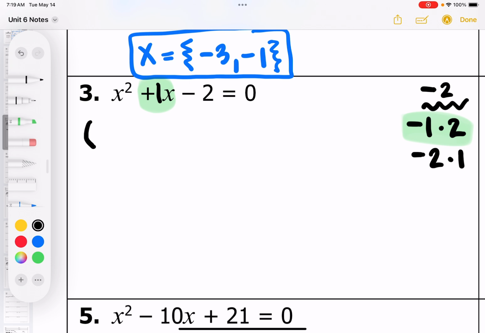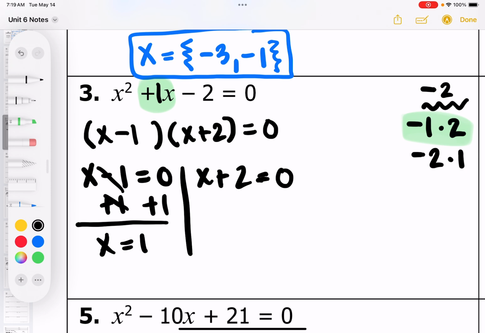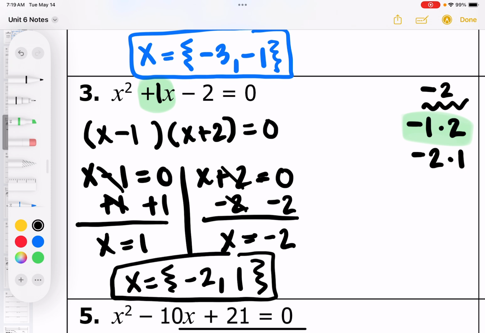So I'm going to make my sets of parentheses. I'm going to have X minus 1 and X plus 2 in my parentheses. Then I'm going to break them apart and equal them to 0. So I'm going to add 1 to both sides. And then I'm going to subtract 2 from both sides. So when I make my curly brackets, negative 2 is going to come first because it is smaller.